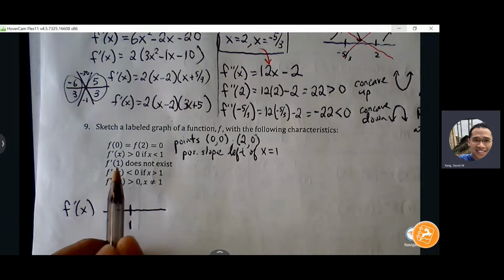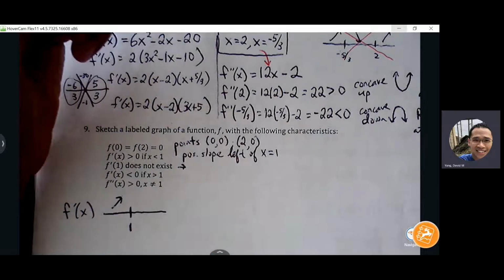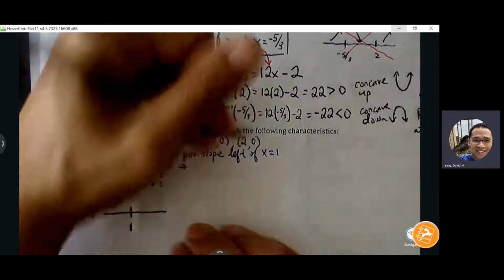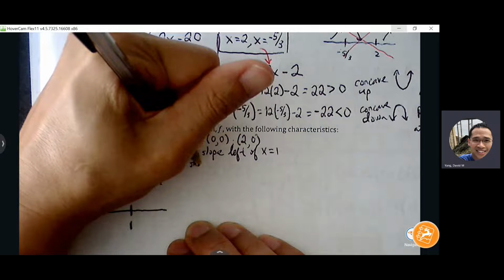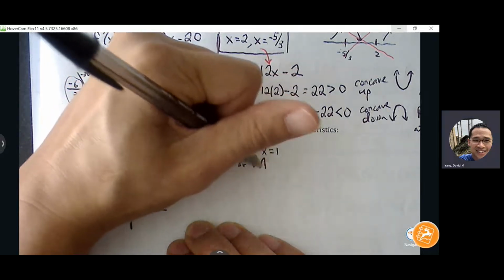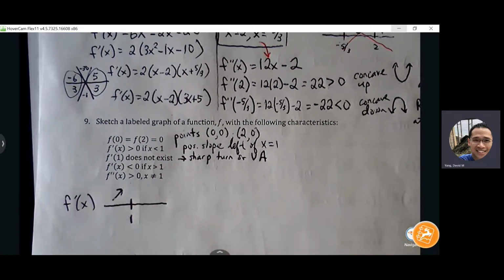Okay, f prime of 1 does not exist. What does that mean? Okay, so either vertical asymptote or sharp turn. It doesn't specify, so if it doesn't specify, you can actually decide which one you want to do. Either way, if the slope doesn't exist, it's a sharp turn or vertical asymptote or hole. There's a lot of things that we can do. I'm going to say sharp turn. It just feels more natural when we talk about slope that doesn't exist, but vertical asymptote will be fine as well.